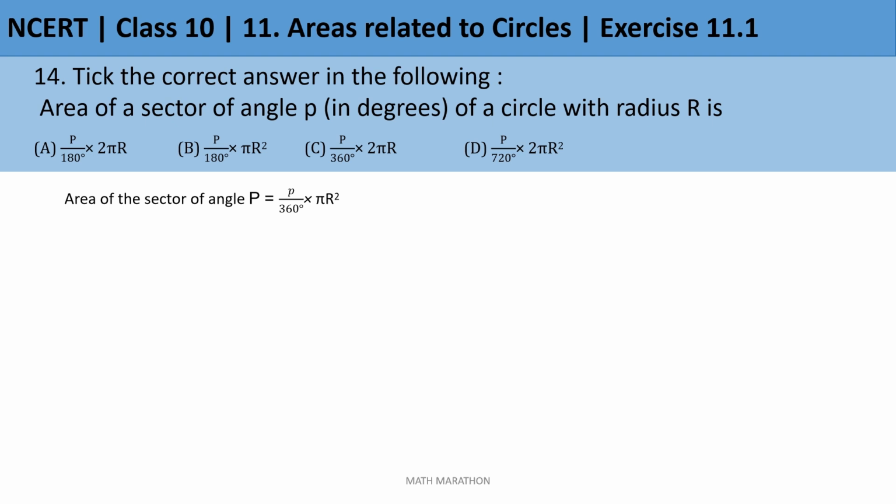Area of sector of angle P is P by 360 multiplied by pi r square. Option A does not have r square. Option C does not have r square. Option B does not have 360. In option D, on simplification, it is same as P by 360 multiplied by pi r square. So, answer is option D. P by 720 multiplied by 2 pi r square is equal to P by 360 multiplied by pi r square.